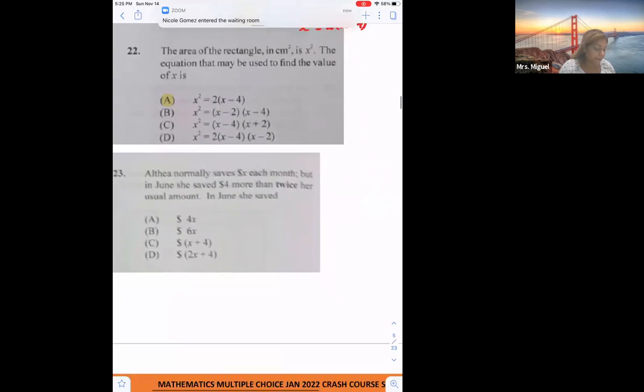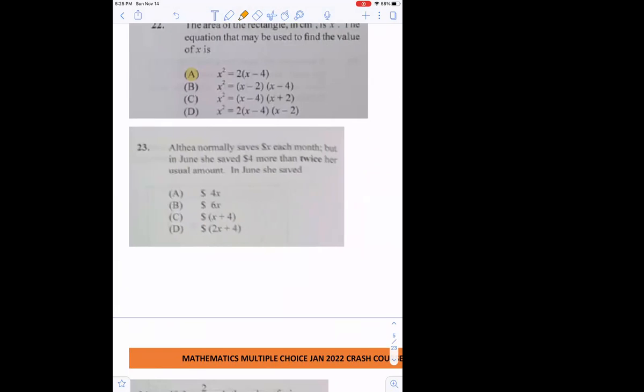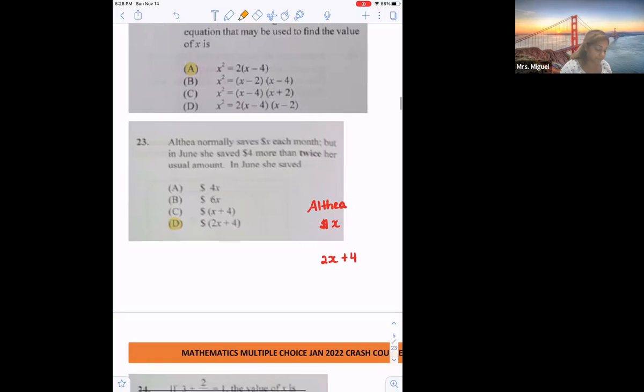All right. Number 23, Althea saves X dollars each month. But in June, she saved 4 more than twice her usual amount. So she saved 2x plus 4. 4 more than twice her usual amount.